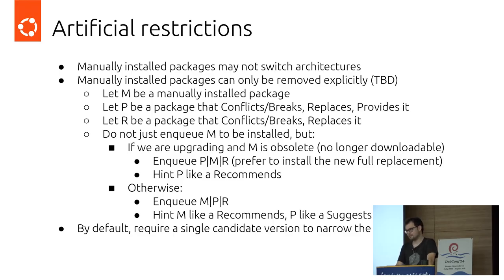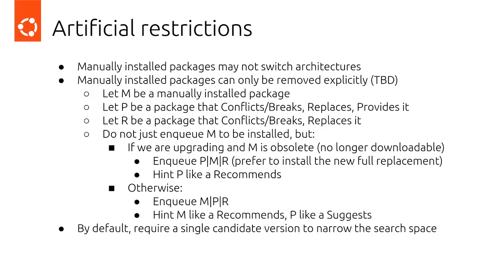Or the same with conflicts. If something conflicts with foo AMD64, we shouldn't install foo i386 as an alternative, but remove the package that conflicts with foo AMD64. And as I said earlier, manually installed packages can only be removed explicitly. What does that mean? One option of explicit removal is essentially if you pass the package to be removed as an argument to apt when running apt.